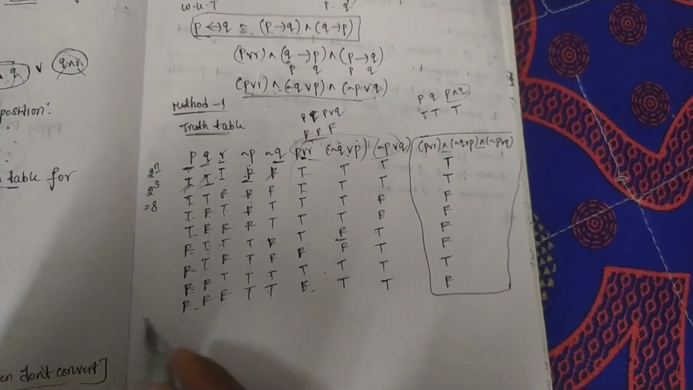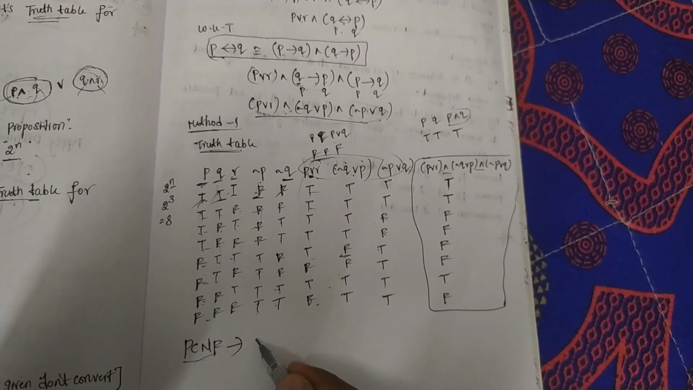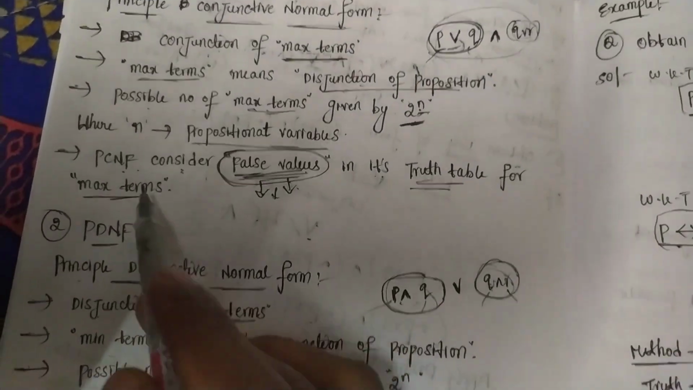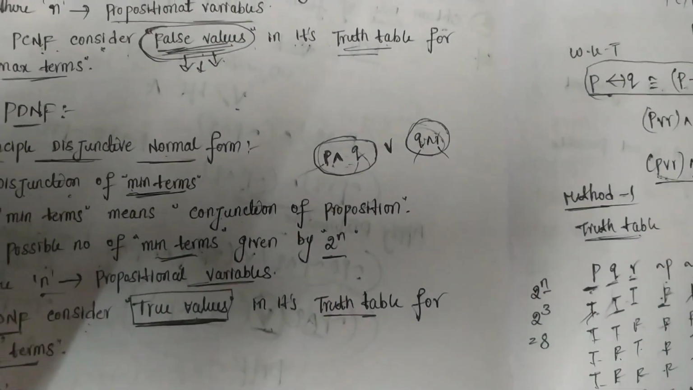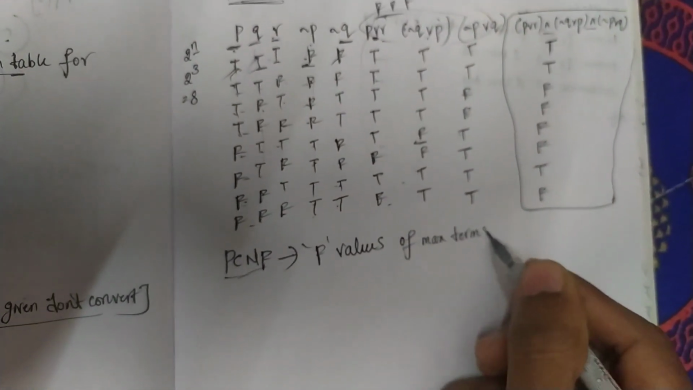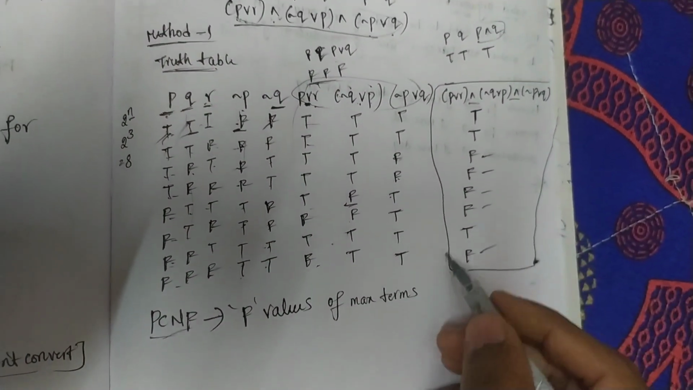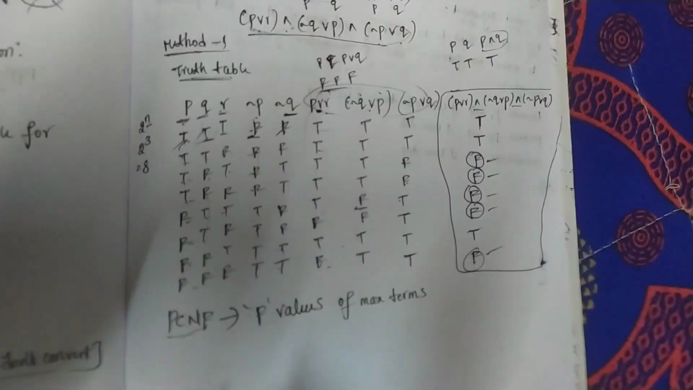Now we have to find the PCNF. Here we know that PCNF can be obtained by considering the false values in the truth table of max terms. Here you can see how many false values there are: 1, 2, 3, 4 and 5. These are the PCNF values.